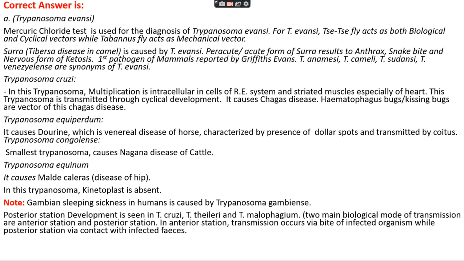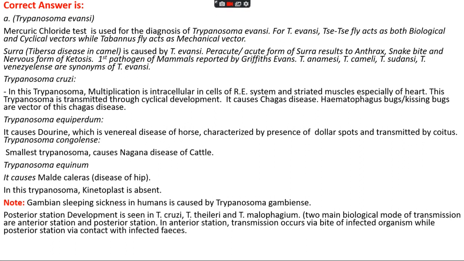Let's talk about Trypanosoma congolense. Among all trypanosomes, Trypanosoma congolense is the smallest trypanosome. It causes Nagana disease in cattle, okay? Trypanosoma equinum causes Mal de Caderas, which is also known as disease of hips, okay? And regarding Trypanosoma equinum, another question is also asked from an exam point of view: in this Trypanosoma, the kinetoplast is related to the mitochondria, okay?